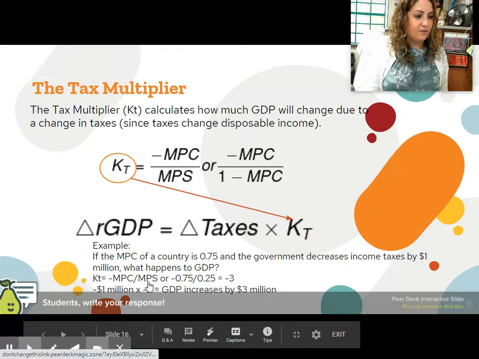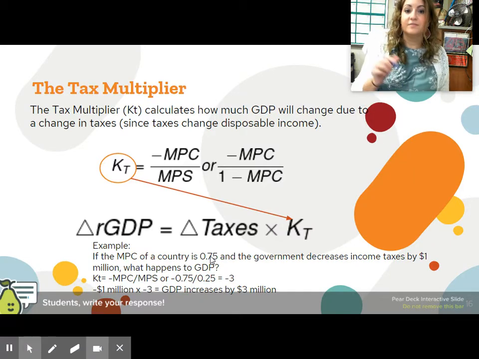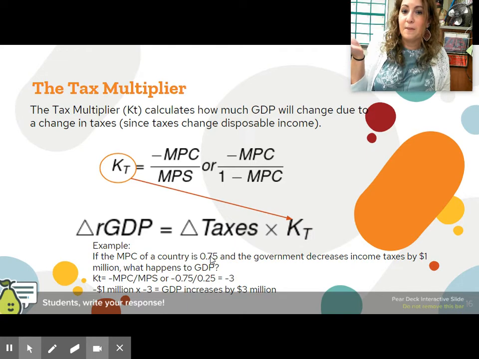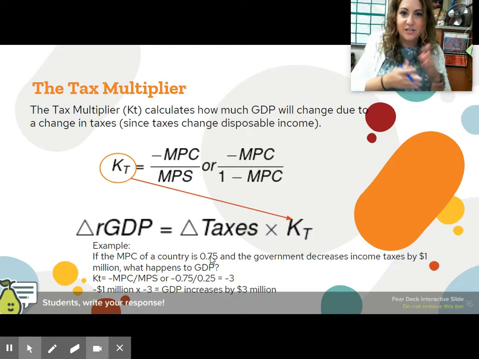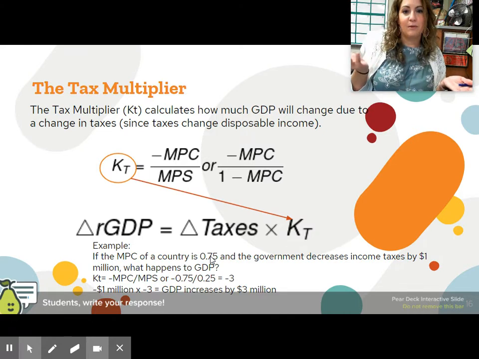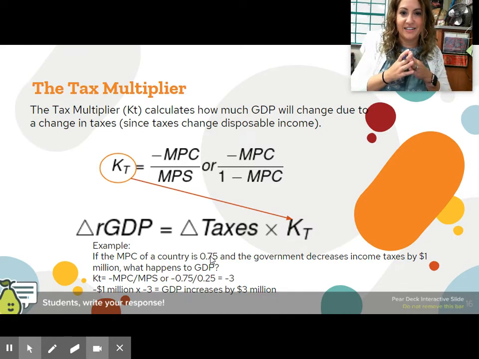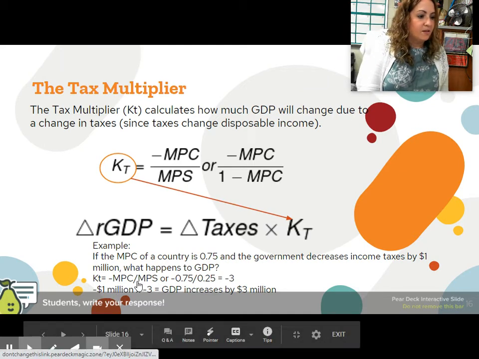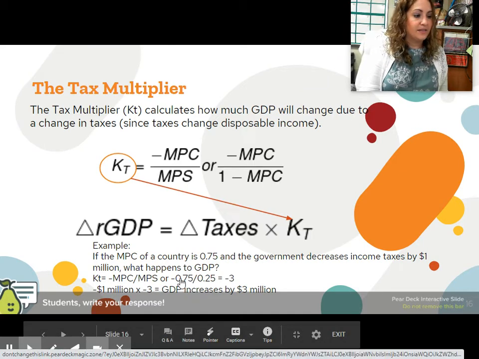It's negative MPC over MPS. MPC is given, but remember, if you have MPC, you already know MPS because them together equals 1. So if MPC is 0.75, MPS is going to be 0.25 because those added together equal 1. So negative MPC over MPS is negative 0.75 over 0.25, which is negative 3.